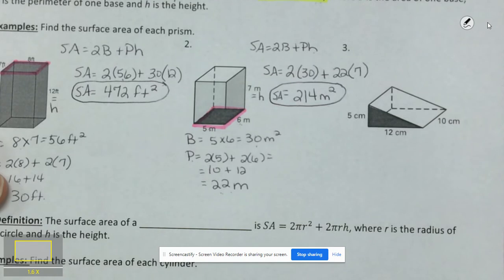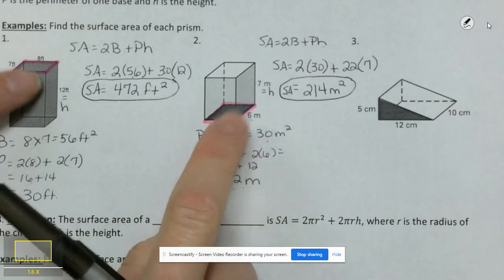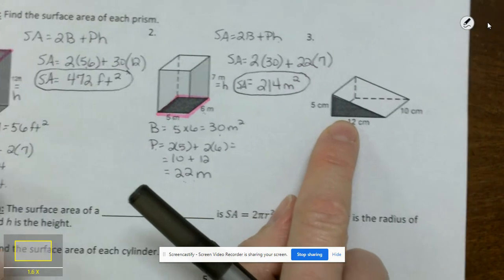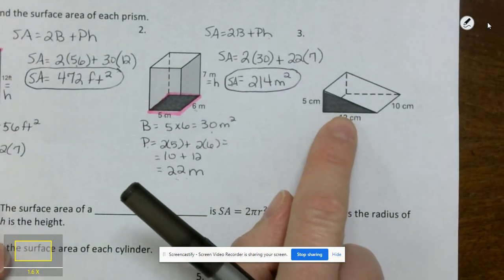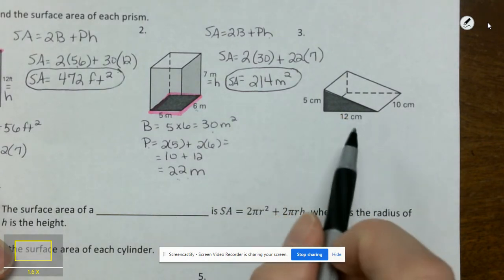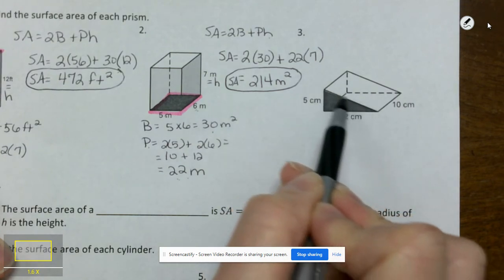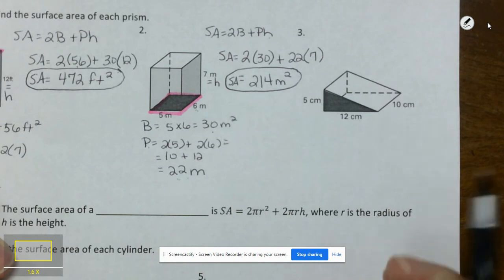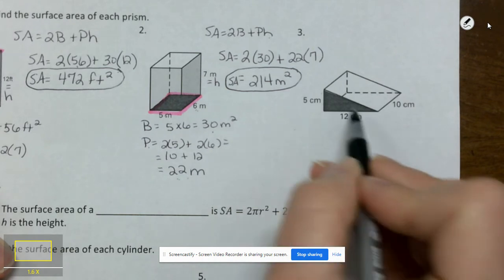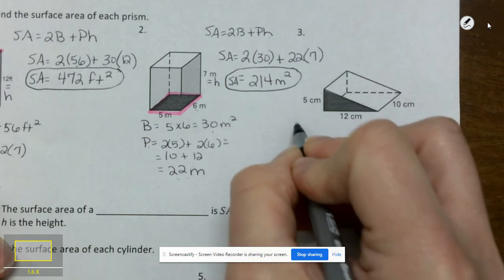Number 3. You'll notice on 1 and 2 that both of these had rectangles for our bases. But this one has a triangle for your base, so you're going to have to do a little bit more work to find the base area here. In order to find the perimeter of this triangle, we also need to know this side right here. So let's go ahead and take care of the base first.